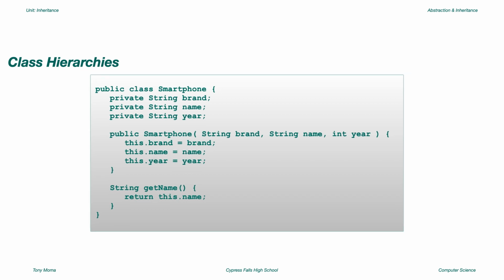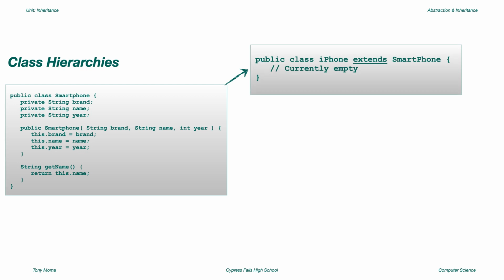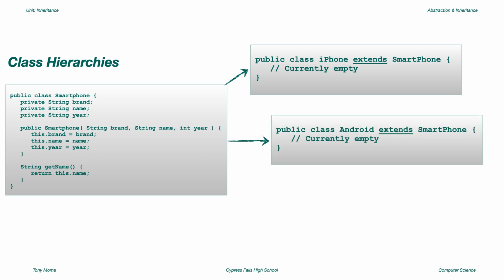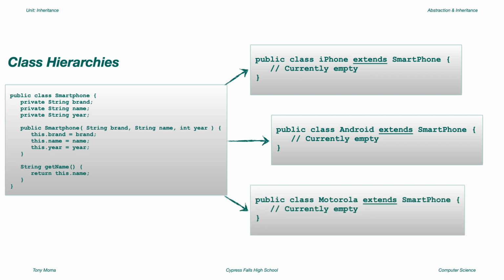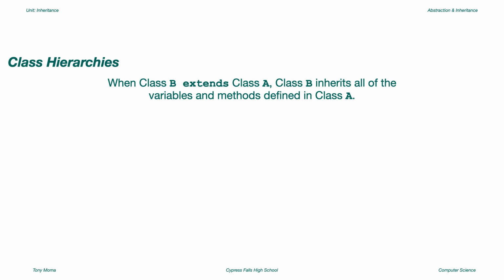Once the abstract class is complete, we can then start adding classes to the hierarchy. For example, iPhone. We can declare public class iPhone extends smartphone and leave it empty for now. We can then declare public class Android extends smartphone and leave that empty. And thirdly, we can declare a public class Motorola extends smartphone and leave that empty for now. Now you might be wondering, what do I mean by extends? When class B extends class A, class B inherits all of the variables and methods defined inside class A.